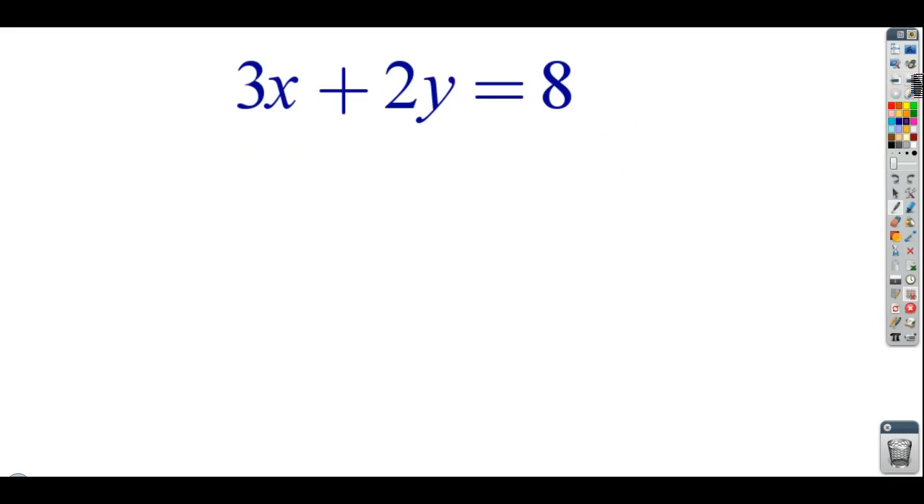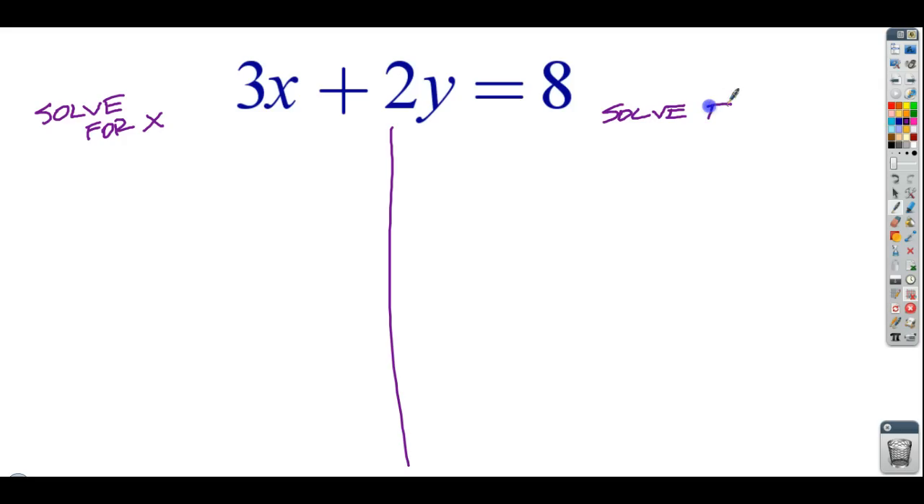Moving on. Let's try another one here. Why don't you pause the video and solve it for X and for Y. Solve it for X and then solve it for Y. So we'll do down the middle here. This side, solve for X. And over here, solve for Y. All right, go ahead.